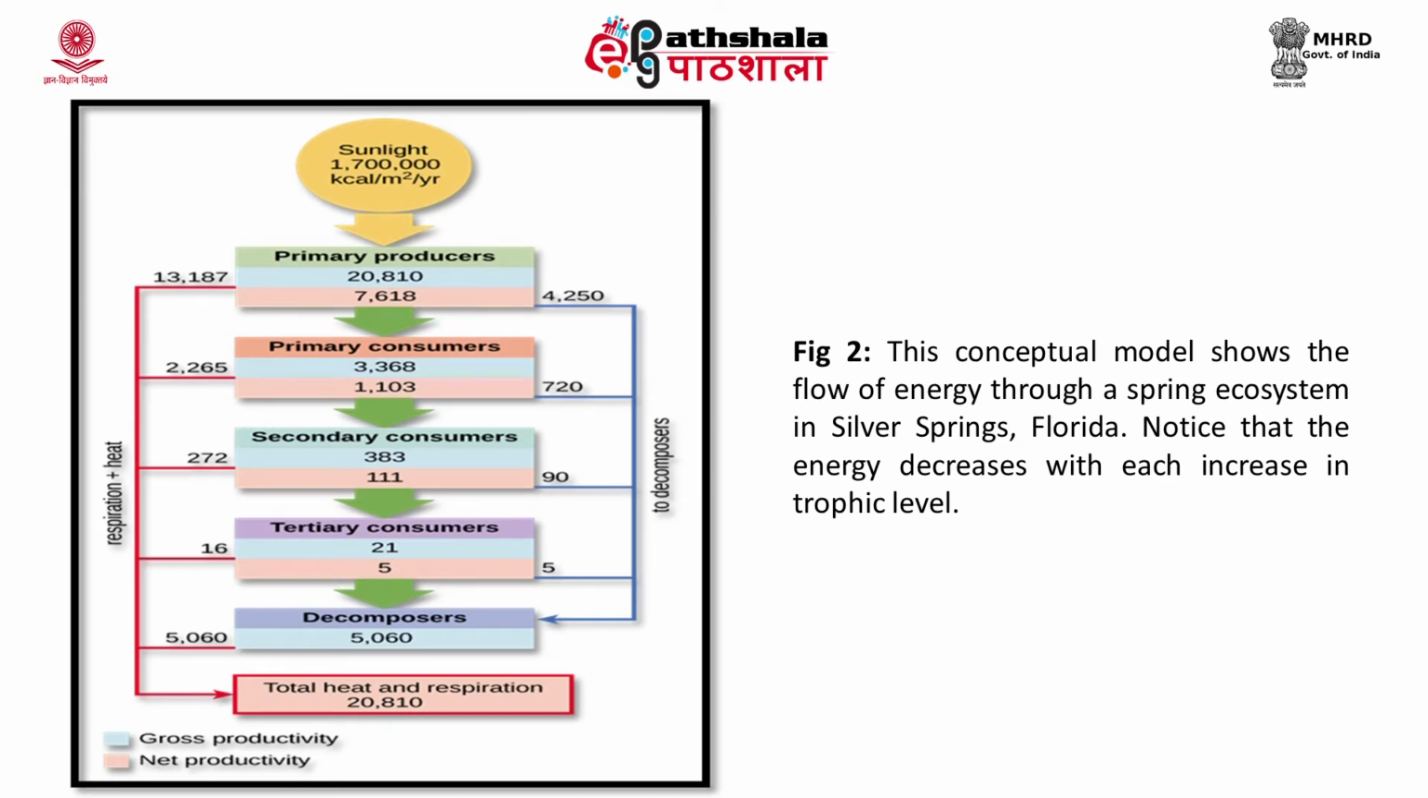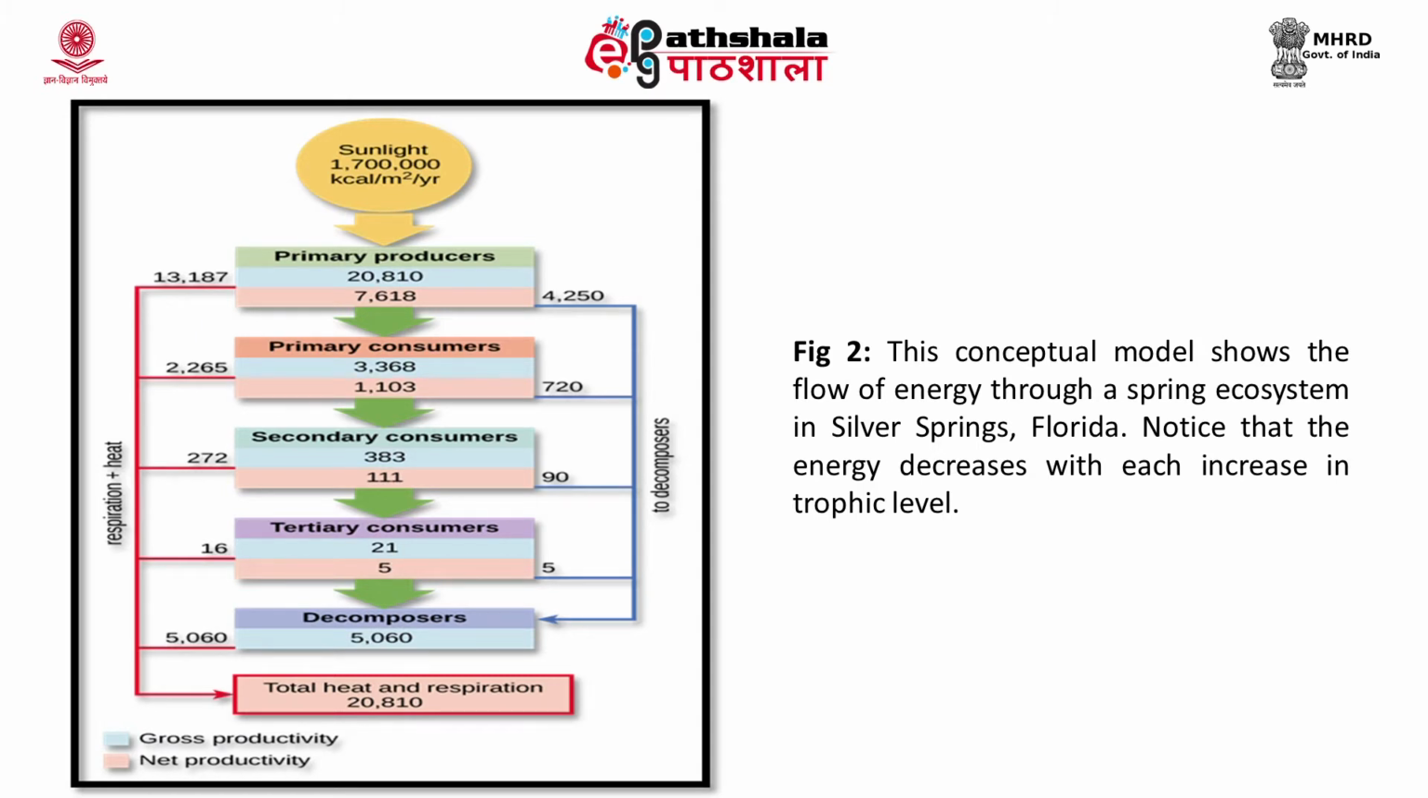Figure 2 shows the conceptual model showing the flow of energy through the spring ecosystem in Silver Springs, Florida. Notice that the energy decreases with each increase in the trophic level. For example, the gross productivity of the primary producer is 20,810 kilocalories per meter square per year, out of which 13,187 is lost in respiration and in production of heat.